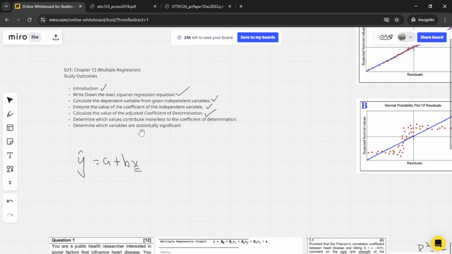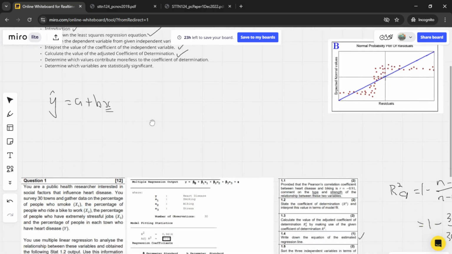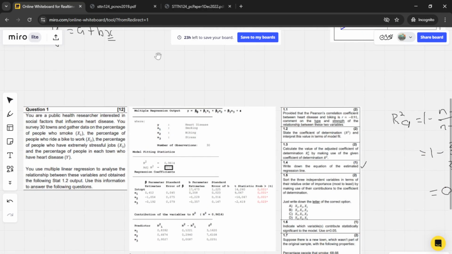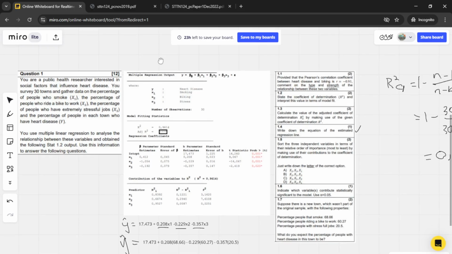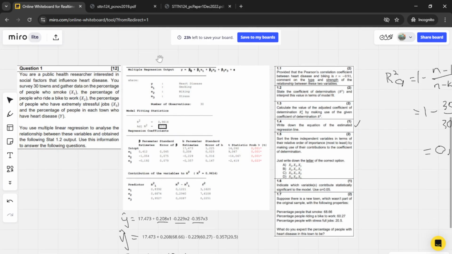Determine which variables are statistically significant. Okay, so for statistical significance, that's actually study unit 5 in broad, but here it's just a simple 1 mark question. You can see here 1.6, it's 1 mark. Indicate which variable contributes statistical significance to the model, and then they will give you the alpha. In this case, alpha is equal to 0.05.